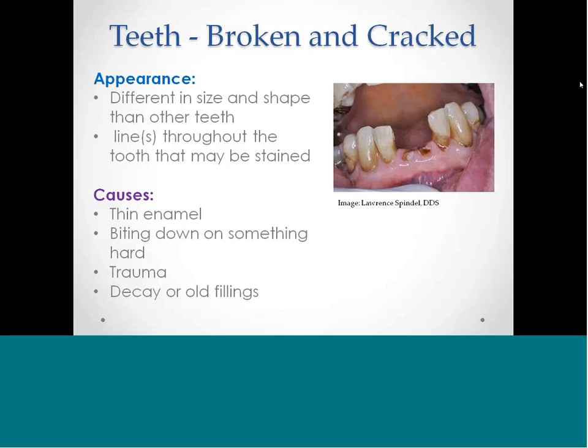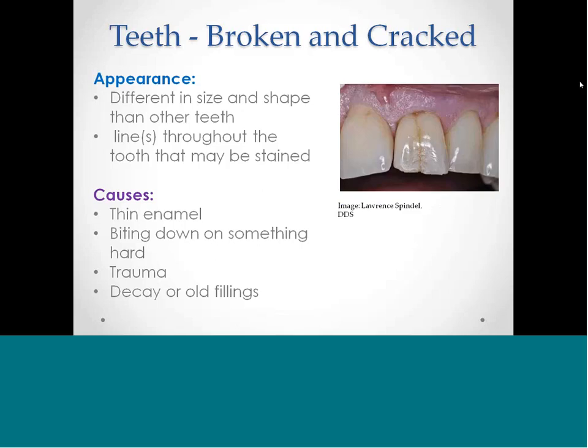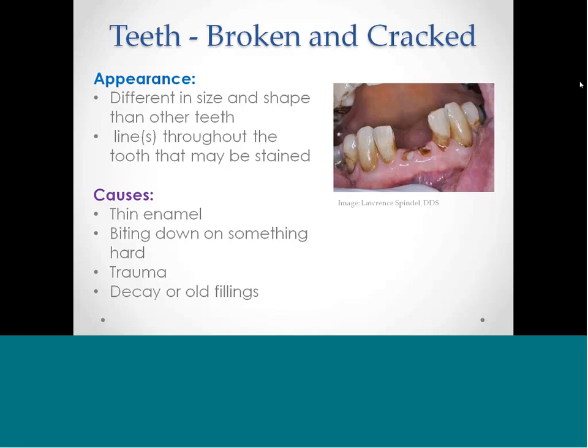Image 2. This image shows a cracked front tooth. Sometimes cracks can be hard to see in a tooth and appear as a hair-thin fracture. Image 3. This image shows two teeth broken at the gum line.